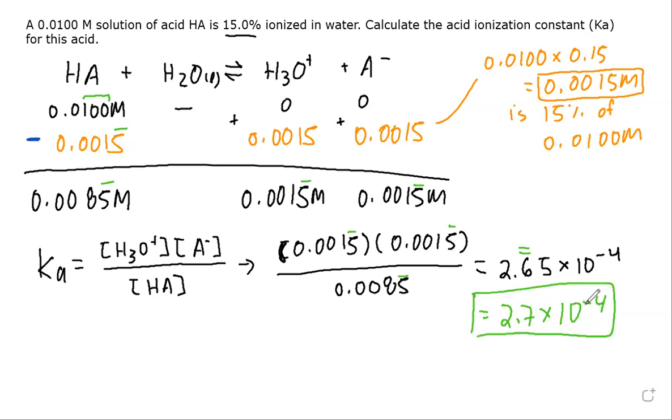This value is significantly less than 1. If we wrote it out in decimal format, 0.00027. So it's less than 1. So the Ka shows us that this is a weak acid. It doesn't ionize very much, only 15%. Okay, so that's how you calculate Ka, given the percent ionization and the concentration of the original acid.